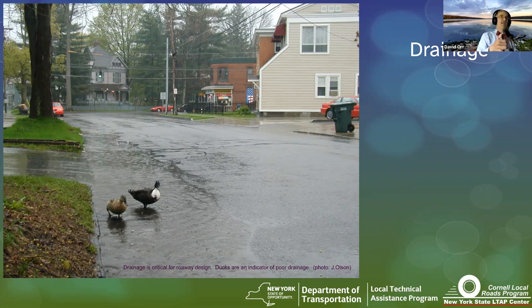We got to take care of the drainage. The caption on the picture says, drainage is critical for roadway design. Ruts are an indicator of poor drainage. Absolutely true. We've got to deal with the drainage. Excess moisture is our enemy. Moisture is not, but excess moisture is. Okay?